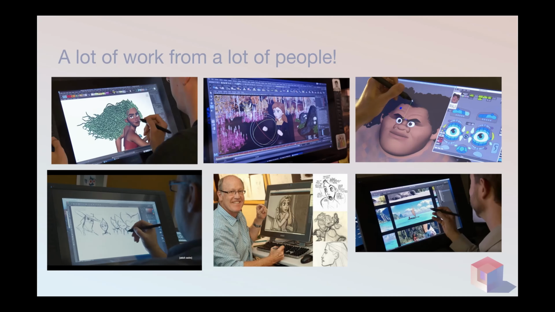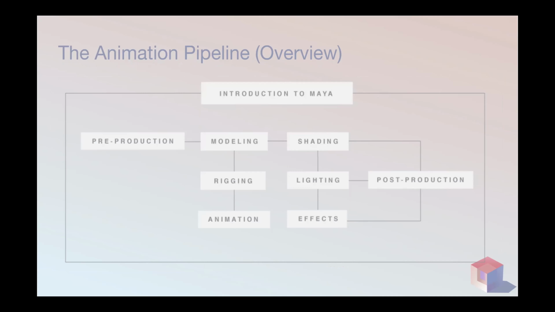So as I mentioned, there's a lot of different elements that go into making an animated film. This technically isn't all of them, but it's a very basic outline of the different steps that go into making an animated film, and this would be your curriculum if you are to take our class in the fall.